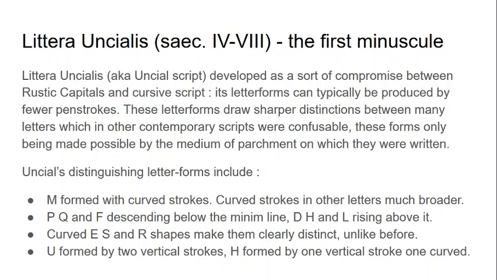You have curved shapes for E, S and R. So if you see a tall S or a sort of tall R, you'll know that it's not Uncial. And the sort of rounded E is also fairly unique, not uniquely, but it's iconically Uncial. And lastly, in Uncial, the U is formed by two vertical strokes, as opposed to Litera Capitalis Rusticana, where you have one sort of slanting stroke and then one vertical stroke. And H is formed by one vertical stroke and a smaller curved stroke about halfway through.